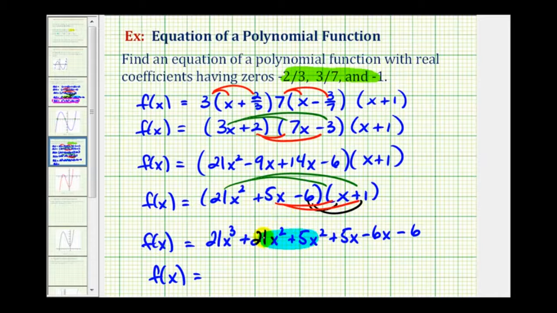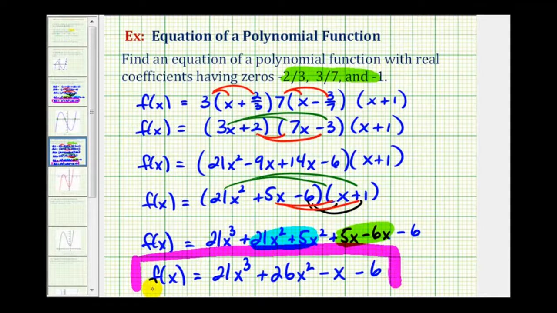We have two x squared terms, and we have two x terms. So f of x equals 21x cubed. This would be plus 26x squared. 5x minus 6x is negative 1x, or minus x, minus 6. This would be a possible polynomial function or cubic function that has the given zeros.